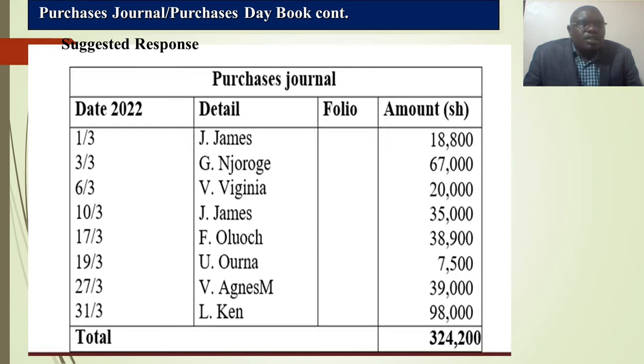On March 17th, the supplier is F. Oluoch. The amount is 38,900. On March 19th, the supplier is U. Ouma and the amount is 7,500. On March 27th, the supplier is V. Agnes M and the amount is 39,000 Kenya shillings. And lastly, on 31st, the supplier is L. Ken and the amount is 98,000 Kenya shillings.